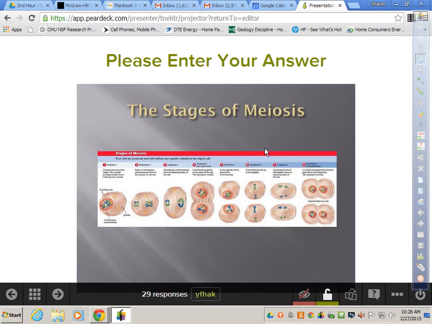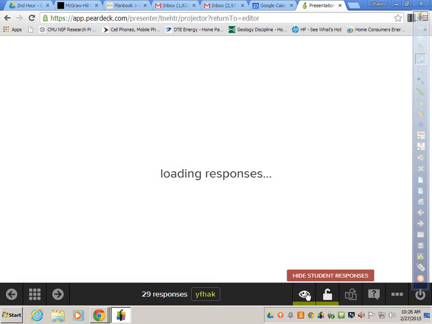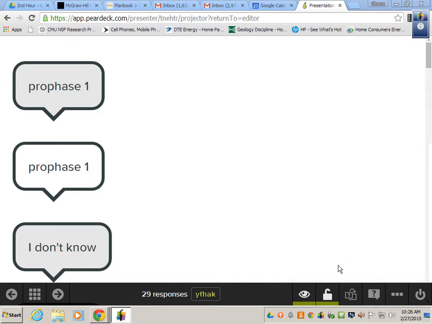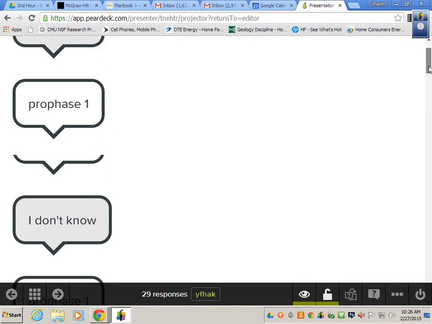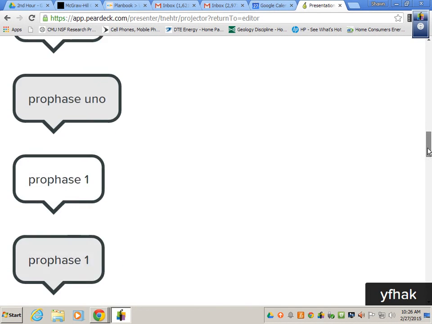So I asked you the question, what stage does crossing over occur in? I'm going to ask you another one here in a minute. Let's see what you tell me. Prophase 1, right off the bat, we got it right. That's good.